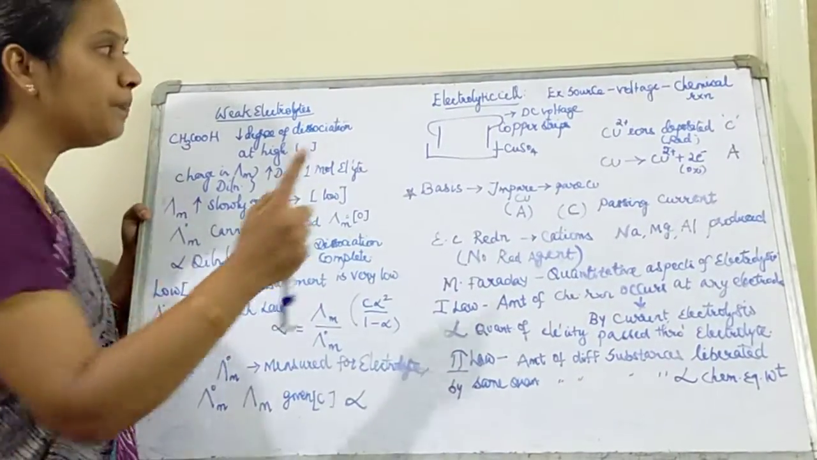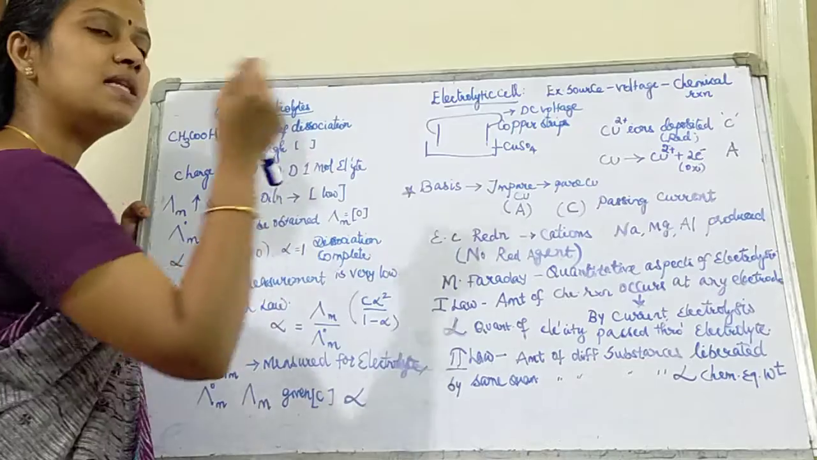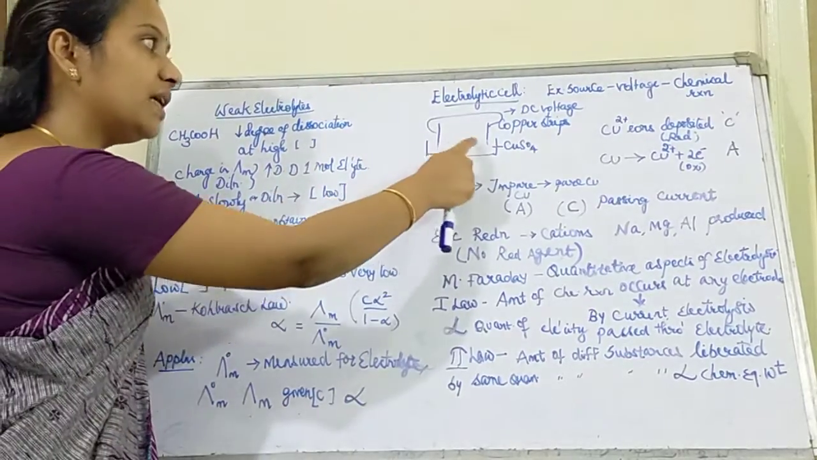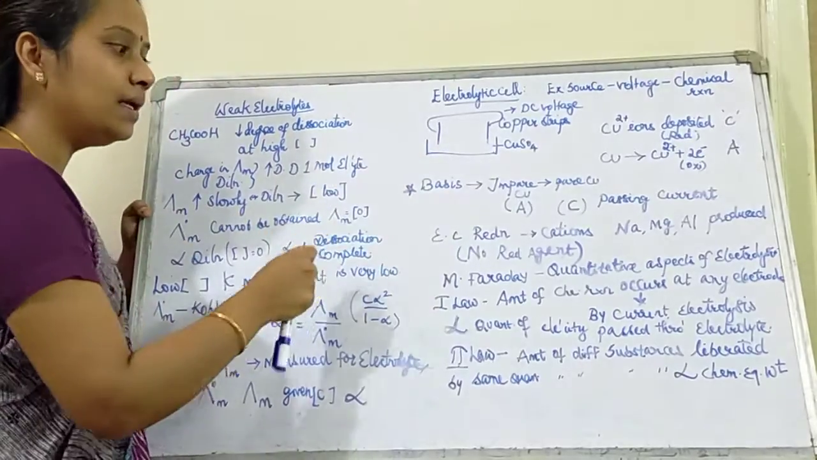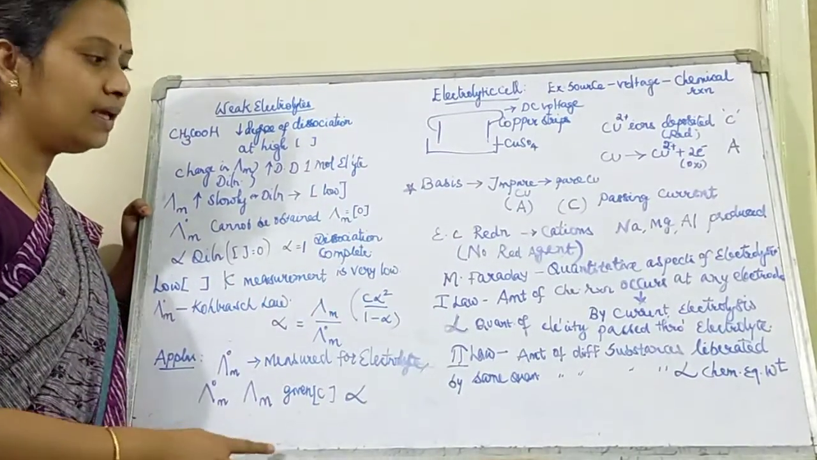What is the first law? The chemical reaction taking place in any one of the electrodes should be proportional to the amount of current which is passed through the electrolyte. Okay? Yes.